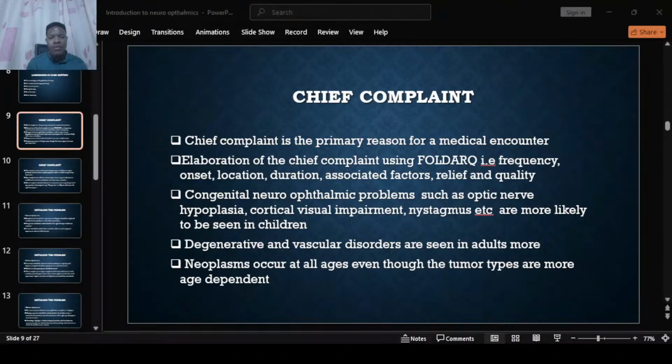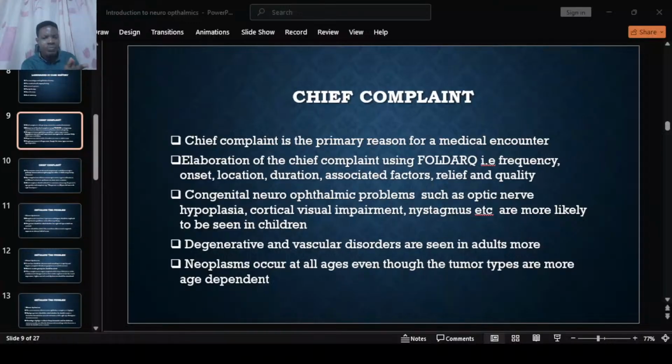So the chief complaint is the primary reason for a medical encounter. It is the reason why the patient came to see the doctor. So if the patient just came to say hi, it is a chief complaint. Are we together? So the chief complaint is the primary reason for a medical session. Elaboration of the chief complaint uses FODA-Q, that is the frequency, the onset, location, duration, associated factors, relief, and quality. This acronym, FODA-Q, helps us to properly understand what we are dealing with.